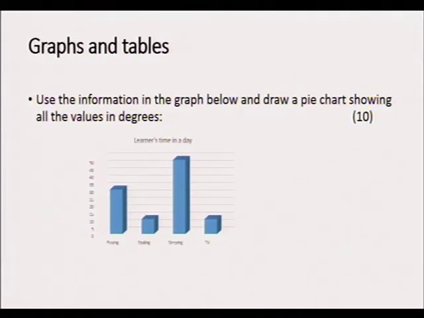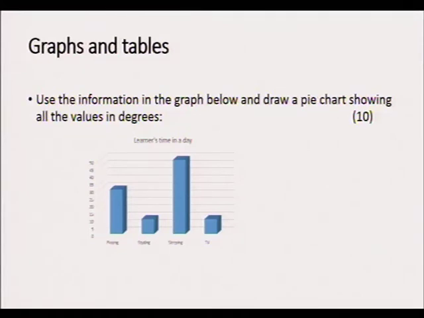First, you have to look at the values. When you look at the values, you see that playing is around 35%. Studying is around 10%. Sleeping is around 50%. And then TV is, again, around 10%. So you need to draw a pie.